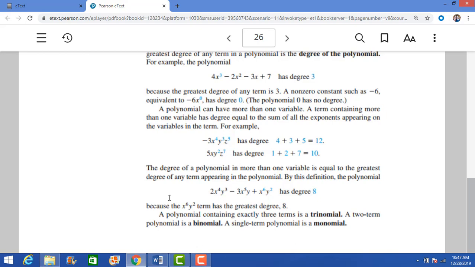Okay? Now, a polynomial containing exactly 3 terms is called a trinomial. If you have 2 terms, it's called a binomial, and if it's a 1-term polynomial, it's called a monomial.